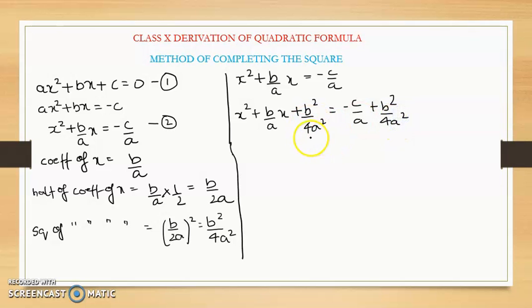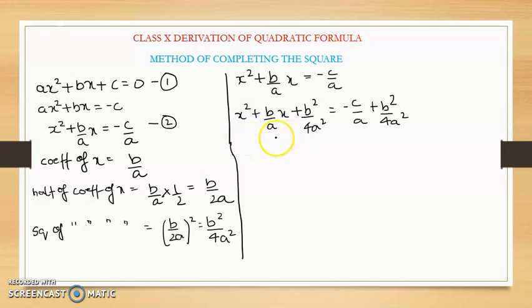Since I am adding this b square upon 4a square on both sides, it does not make any difference, because when I take it to that side, this plus will be minus, so it will be cancelled, and the equation will be equation 2 only. This is the rule of equations: whatever we add on the left side, we have to add on the right side, because it will be subtracted and we will get the original equation.